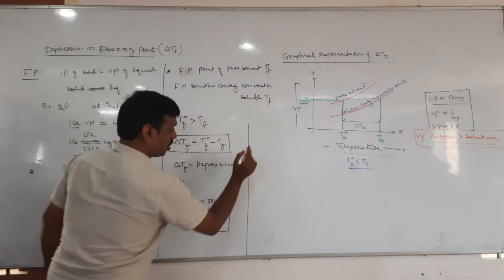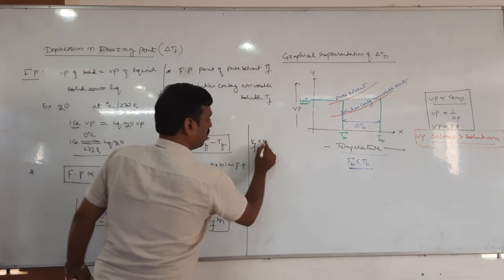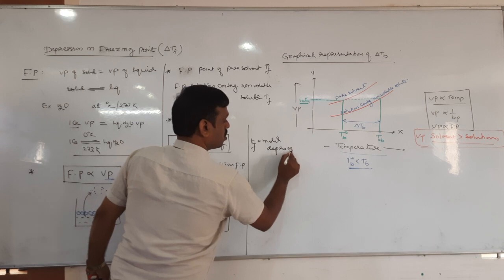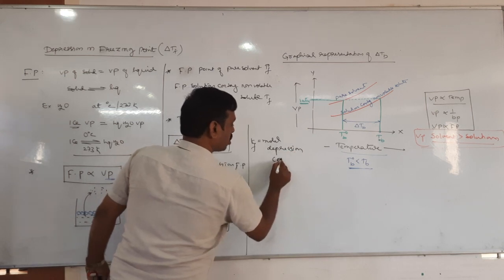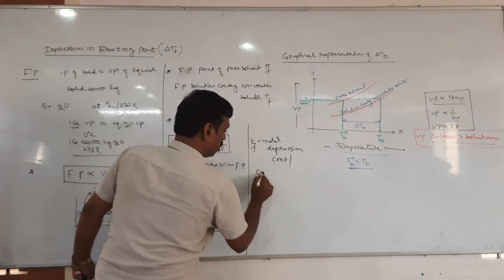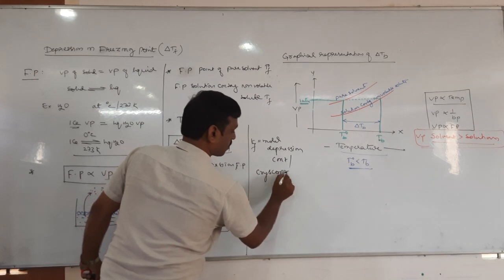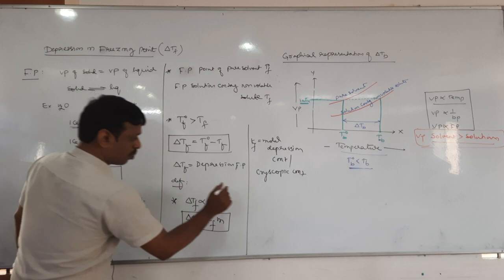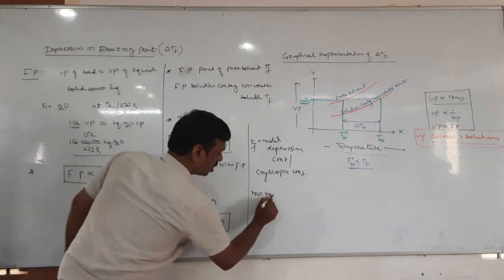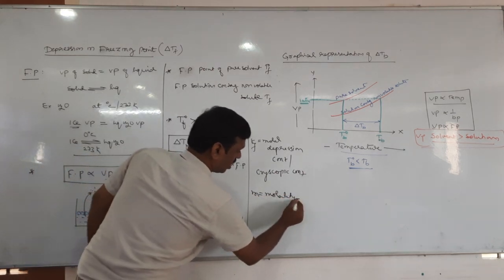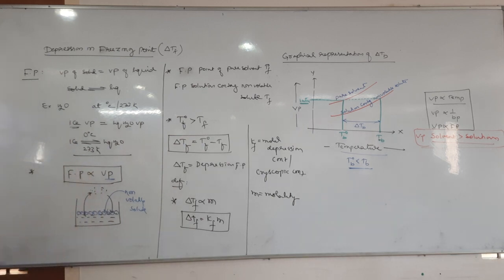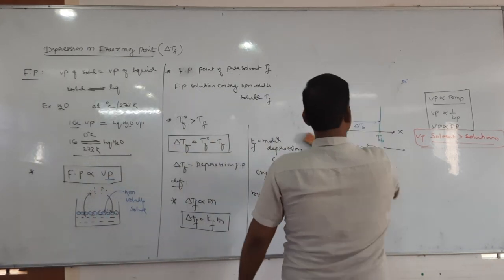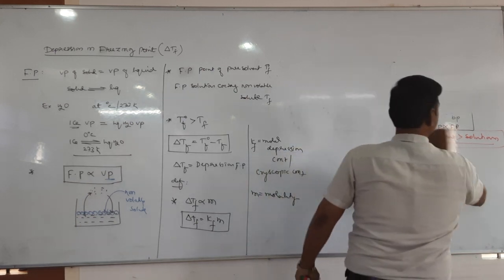Where, what is Kf? It is the molal depression constant, or it is also called the cryoscopic constant. Cryoscopic constant. And small m equals what? It is the molality. Then how do you define Kf? Tell me, what is Kf?